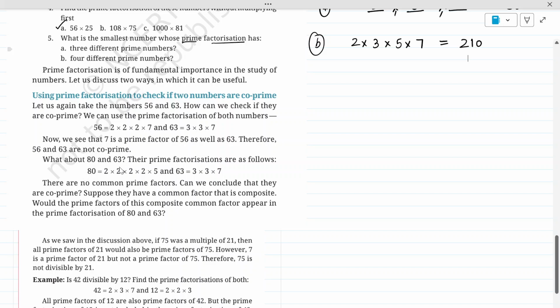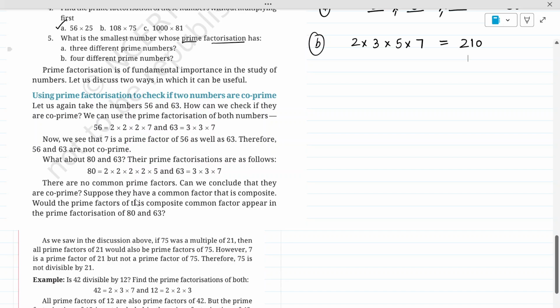Now, what about 80 and 63? The same exercise, kids, that we have done earlier, where we have two numbers and we have to find out if they are co-prime or not. We write their factors, and except 1, we see if they have anything common in them. Now, similarly, what about 80 and 63? Here also we have written them, and we see that none of the factors are common. That means they are co-prime.